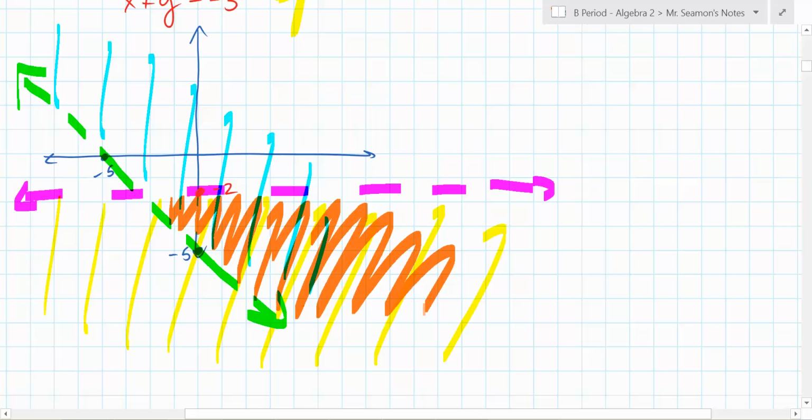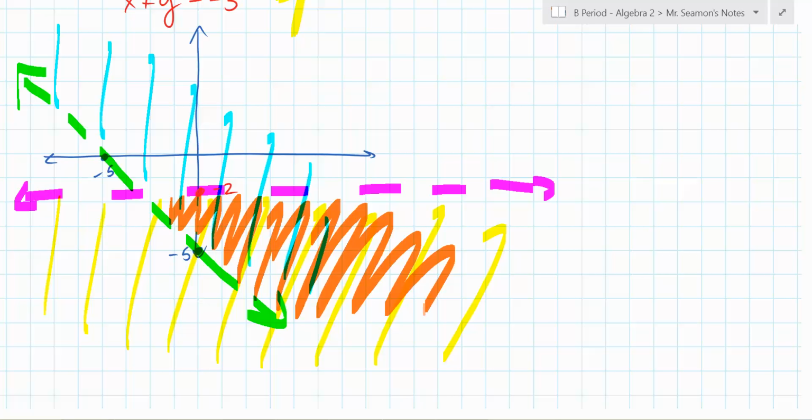Right there. Exactly. They overlap in the middle between the two. I have a question. That would be the answer. The orange shaded region would be the answer. Correct. The orange shaded region would be the answer. Where are they both true?